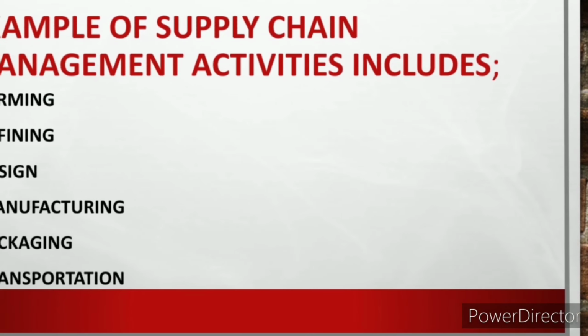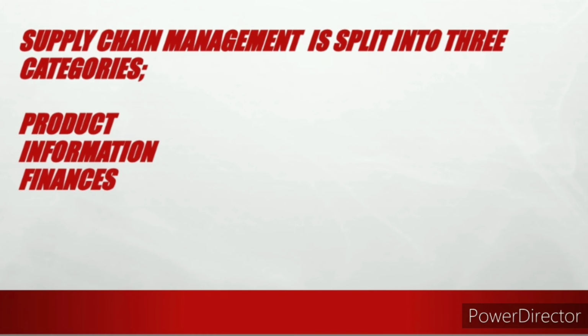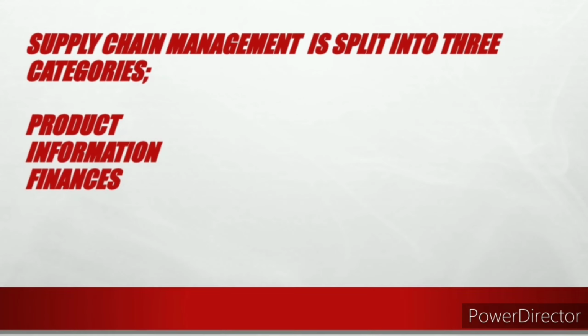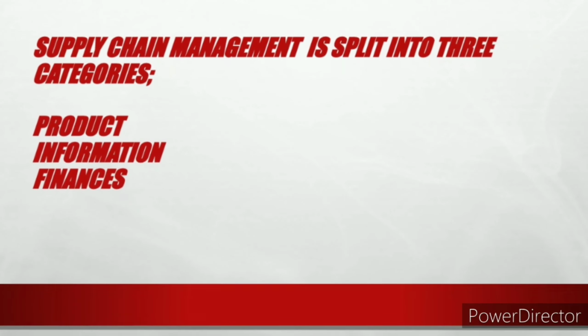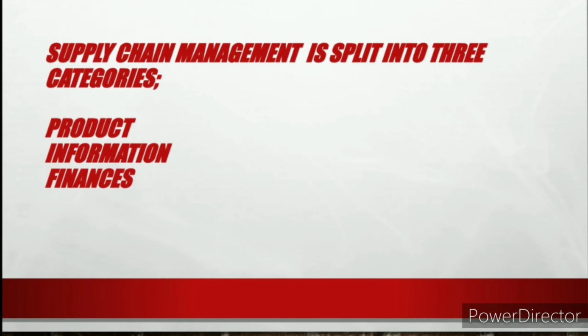How does supply chain work? In simple terms, the overall workflow of supply chain management is split into three different categories: the product, information, and finances. In every business, it is a part of supply chain management work. Here's a little more about each one.